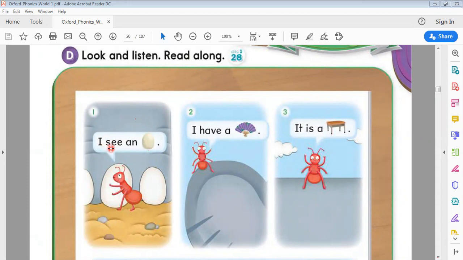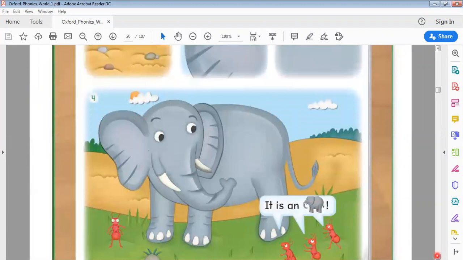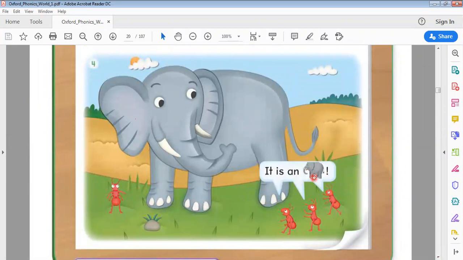Picture two. What do you have? I have, this is the word have. I have a fan. I have a fan. Excellent. And here, picture three. It is a desk. Very good. And picture four. It is an, what can you see here? Very good. It is an elephant. It is an elephant. Very good.